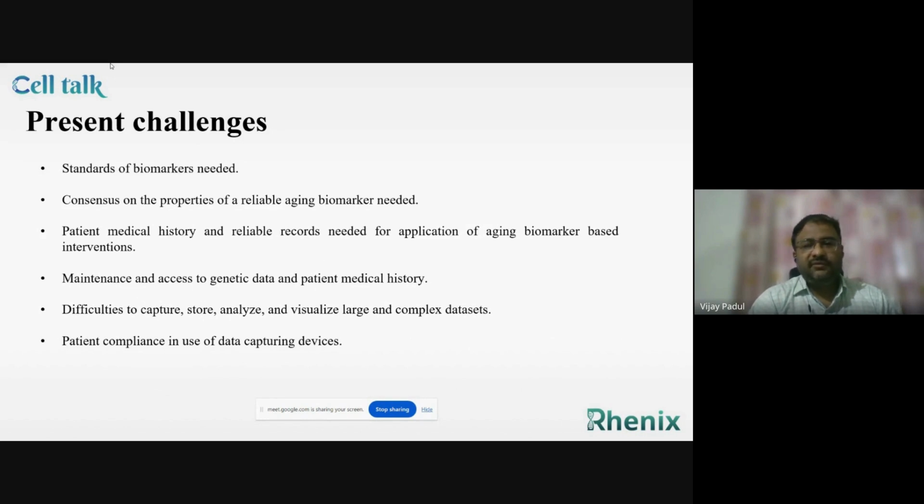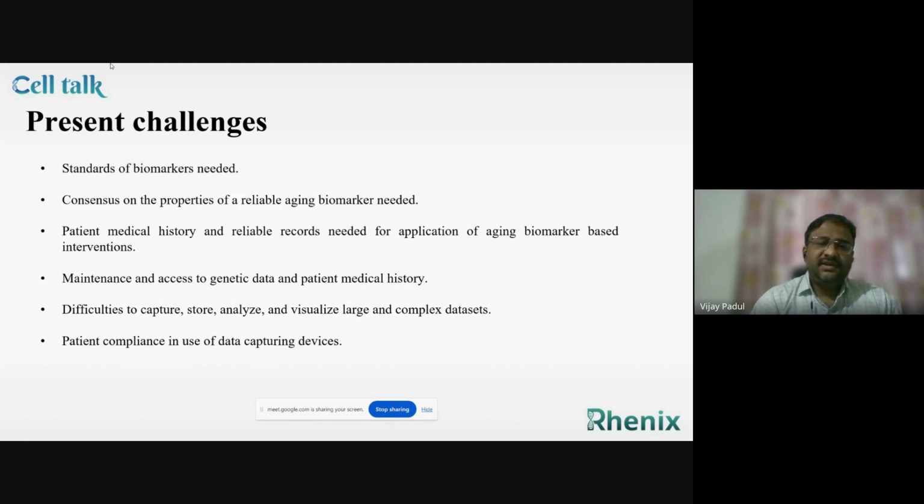And for that, we will require large-scale studies in which a lot of humans will be analyzed, with their different data points collected at different levels of different biomarkers. And consensus on properties of reliable aging biomarkers is also lacking right now.